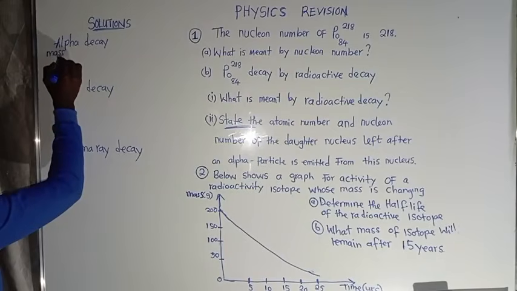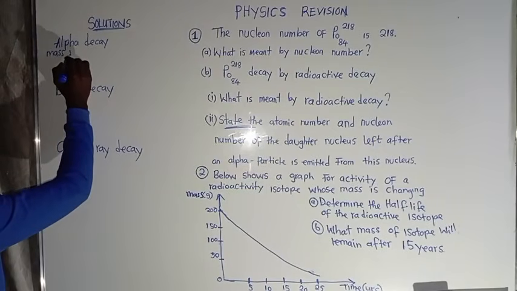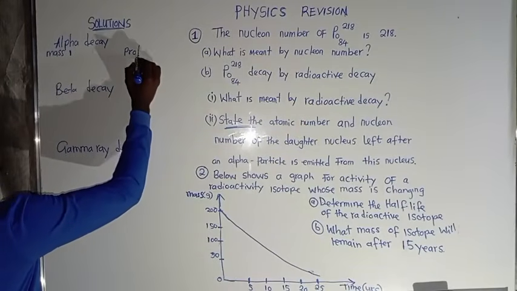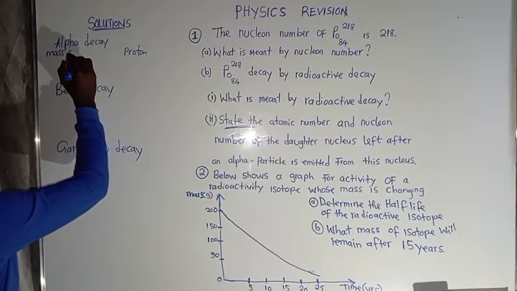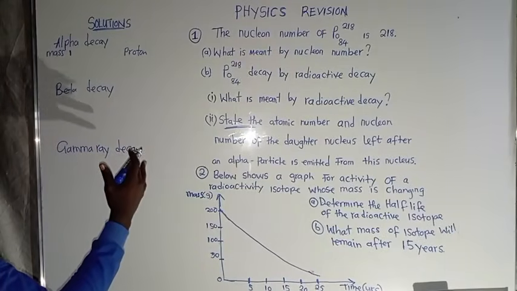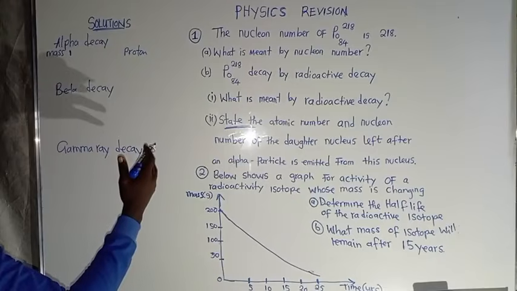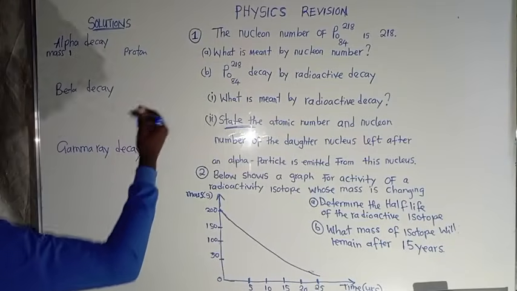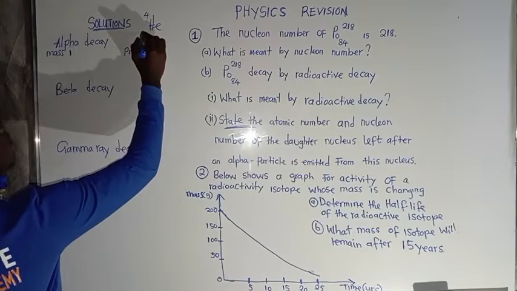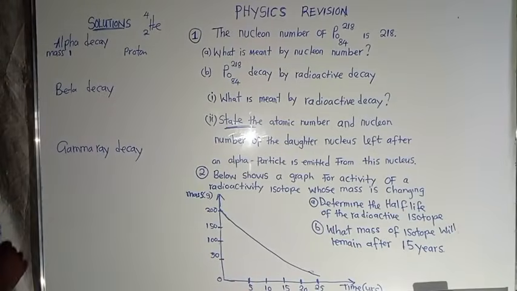You need to know what will happen to the mass number, and what will happen to the proton number. So we've got these two. We've established that an alpha particle is a helium nucleus. Helium is just like that.